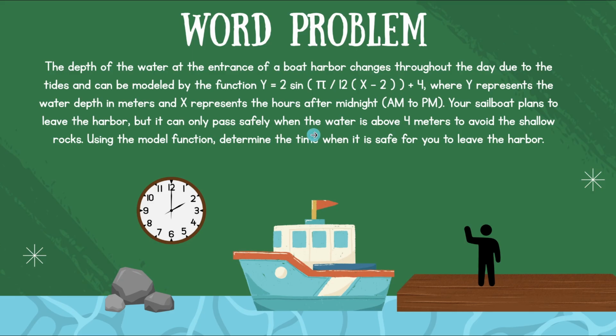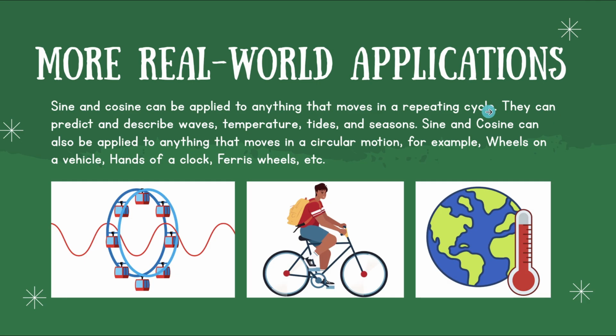And that is how you use the transformation of a sine and cosine function and apply it to find out the answer for a real-world application question. Here's some more real-world applications of the transformations of sine and cosine. Sine and cosine can be applied to anything that moves in a repeating cycle. They can predict and describe waves, temperatures, tides, and seasons. Sine and cosine can also be applied to anything that moves in a circular motion. For example, wheels in a vehicle, hands of a clock, Ferris wheels, etc.